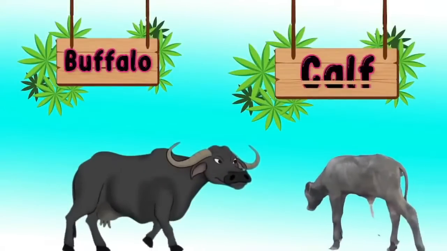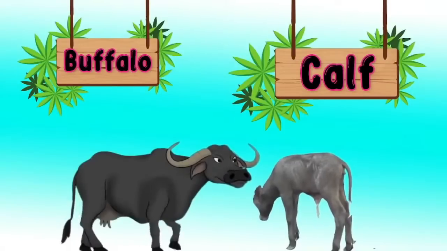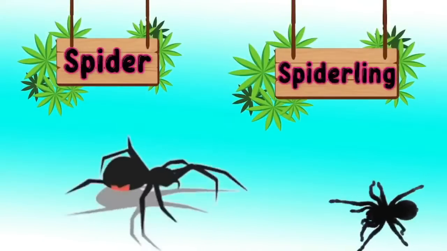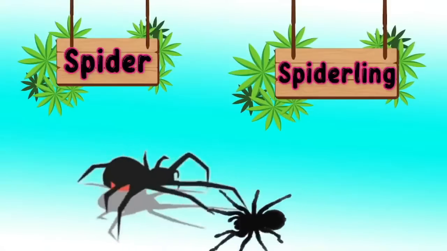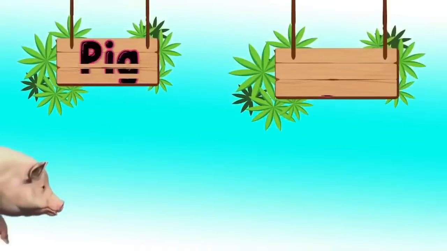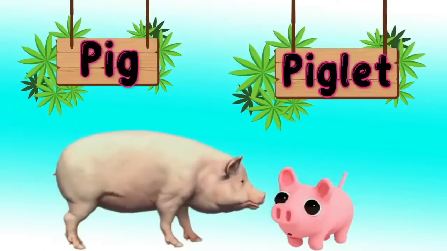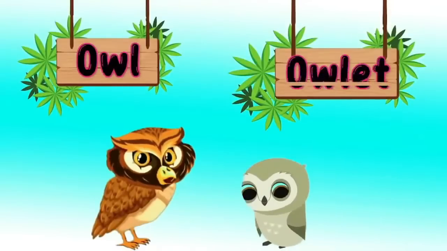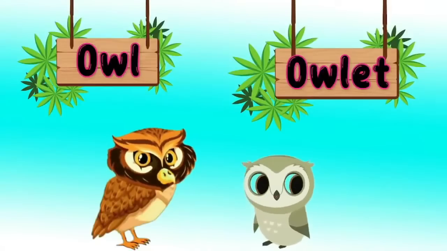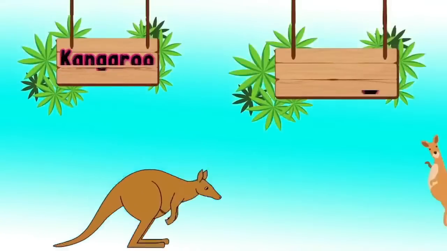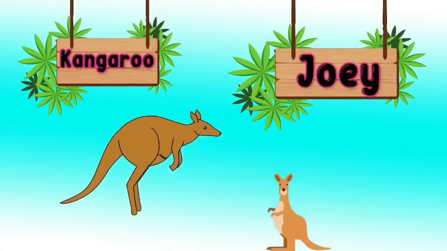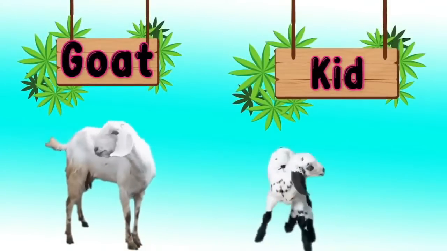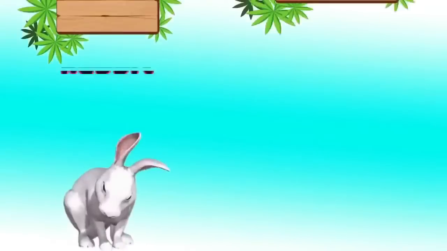Buffalo, calf. Buffalo young one is calf. Spider, spiderling. Spider young one is spiderling. Pig, piglet. Pig young one is piglet. Owl, owlet. Owl young one is owlet. Kangaroo, joey. Kangaroo young one is joey. Goat, kid. Goat young one is kid.